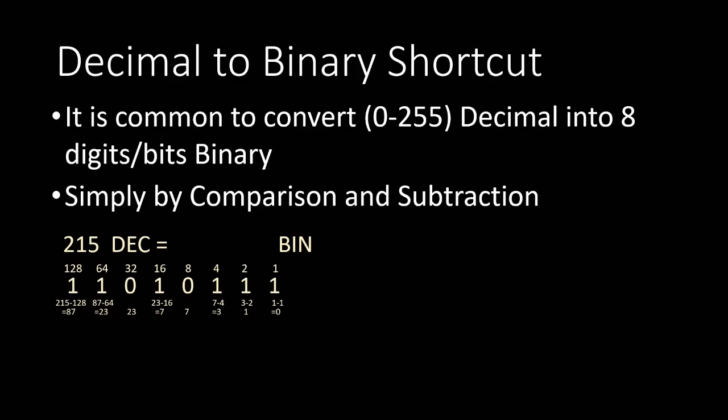So this way we converted 215 into this binary number by using only subtraction and by comparing the value of this number with the value of these digits in binary. So this number 215 decimal equals 1101011 binary.